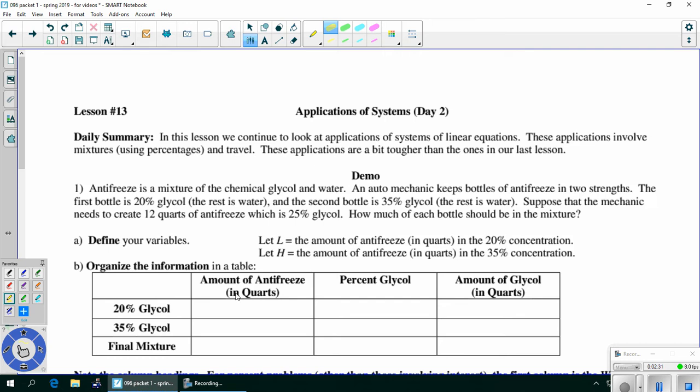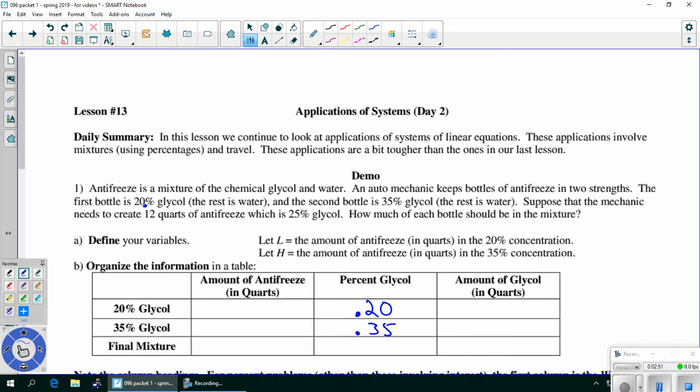Okay, so we start filling in. It says the first bottle is a 20% strength, so I guess that goes in the percent glycol. Don't put a 20, put a 0.20. Move the decimal point 2 spots to the left from here. And the next row, the second bottle is 35% glycol, so that's 0.35.